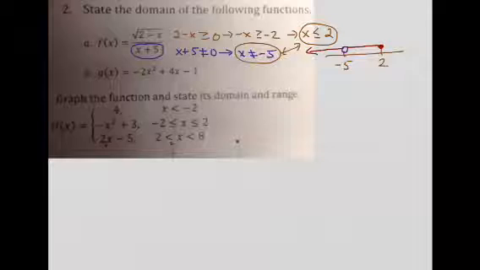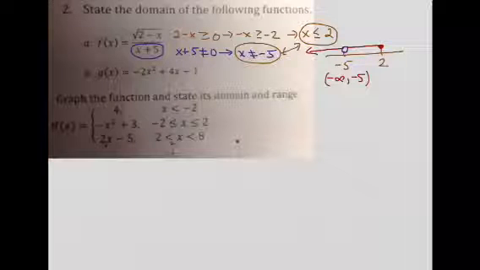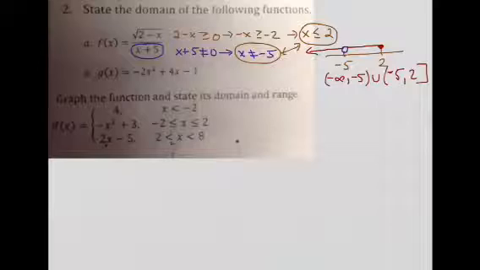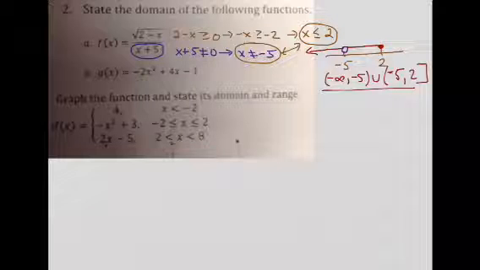So the domain would be from negative infinity to negative 5, parentheses on the negative 5 because it does not include it, union with negative 5 to 2, bracket on the 2. Okay, so this is the domain for A. For B, x is not in a denominator and x is not inside an even indexed radical. So that means the domain is all reals. No restrictions on the domain here.